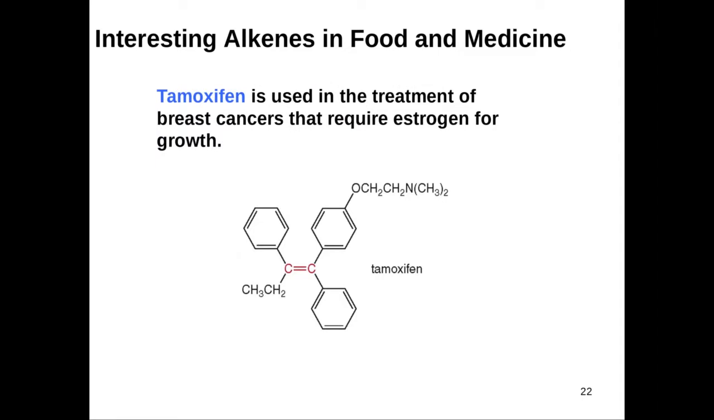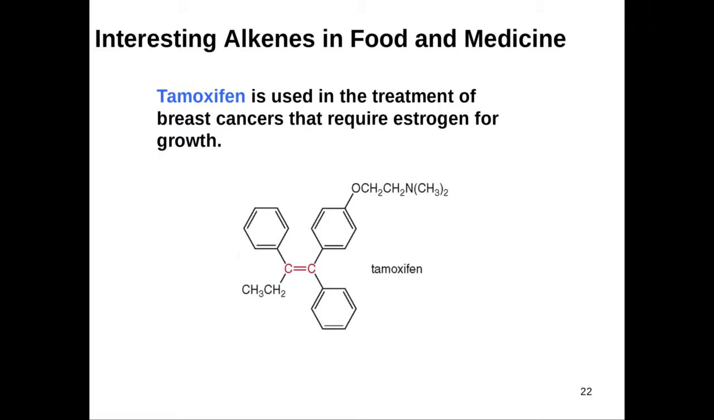Now, tamoxifen, as you can see, is an alkene, right? It's got double bonds. It's got some other stuff, but at its heart, it's an alkene. Tamoxifen has been used in the treatment of breast cancers that require estrogen for growth. There are many types of cancers out there that require our own body's hormones to grow. Some breast cancers are one of them. There are a lot of different types of breast cancer. They're not just one breast cancer, but some types require estrogen, and tamoxifen actually helps protect your body from producing too much estrogen, which would then fuel those cancers.